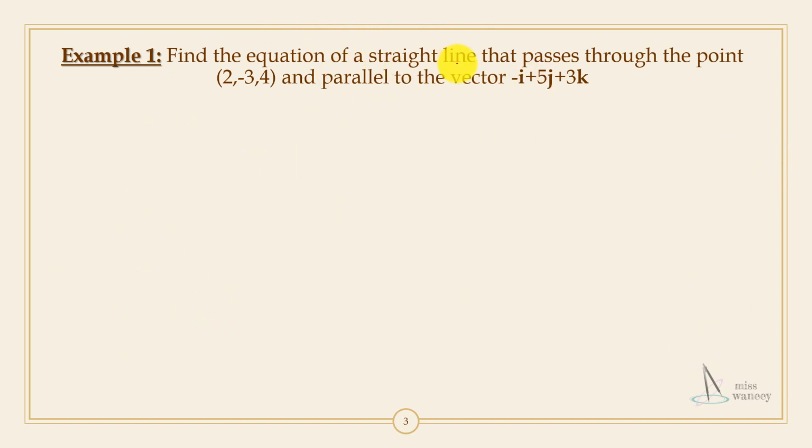Find the equation of a straight line that passes through the point. We know that it must pass through one point, so I'm going to consider this as the fixed point, and parallel to the vector negative i plus 5j plus 3k. I'm going to let this be the v because this is a vector that is parallel to the line. So the equation is r equal to a plus tv. This is the equation of the line. Normally the question will say whether they want the vector equation, Cartesian equation or the parametric equation. But for this example, I'm going to do all three of them so that we can compare each equation.